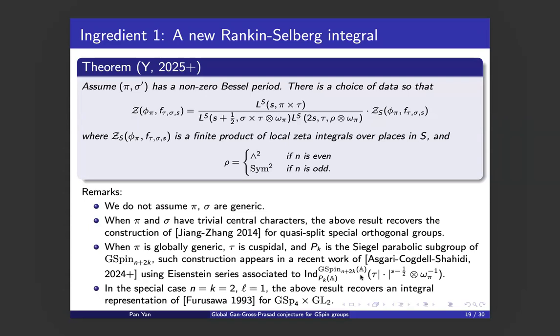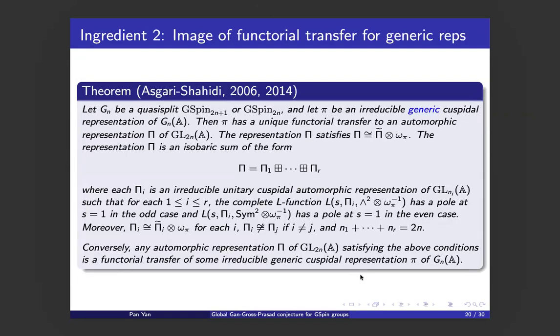So this is the first ingredient of the proof of the global GGP for generic representations of GSpin groups. The second ingredient is the description of the image of the functorial transfer for generic representations of GSpin groups due to Asghari and Shahidi. So we take G_n to be a quasi-split GSpin_{2n+1} or GSpin_{2n}, and let pi be an irreducible generic cuspidal representation of G_n. Then pi has a unique functorial transfer to an automorphic representation of GL_{2n}, denoted as capital Pi. This capital Pi is isomorphic to its contragredient, twisted by the restriction of the central character of pi.